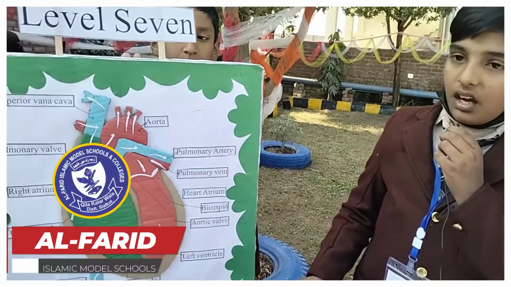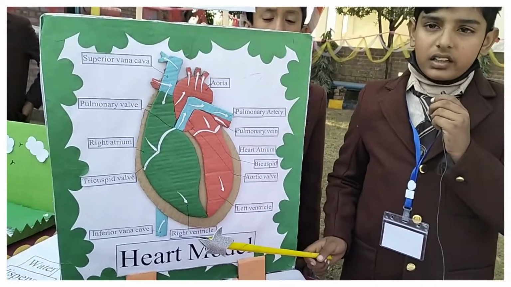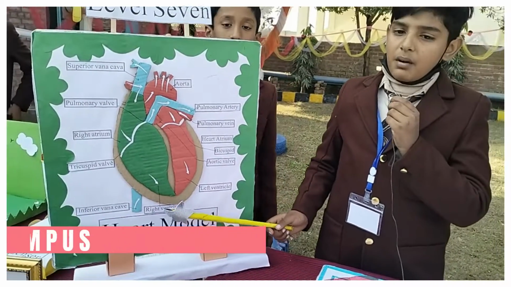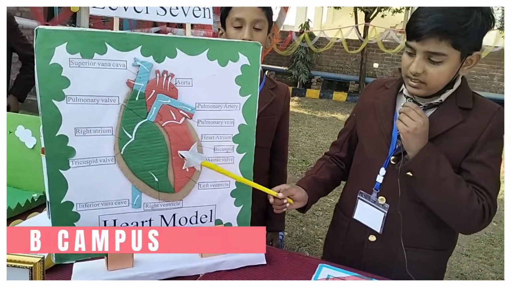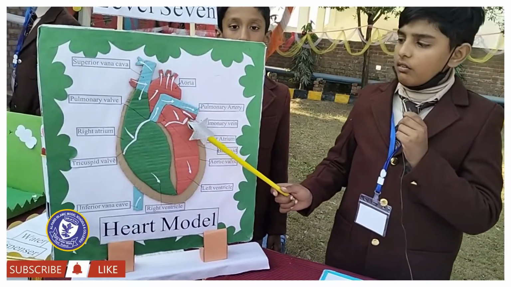Today my model name is a heart. A heart is a part of the circulatory system. It is a pumping organ or muscular organ. It pumps blood in a blood vessel. It is the size of our fist and found in our chest.